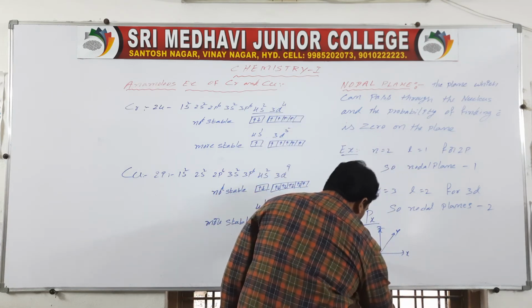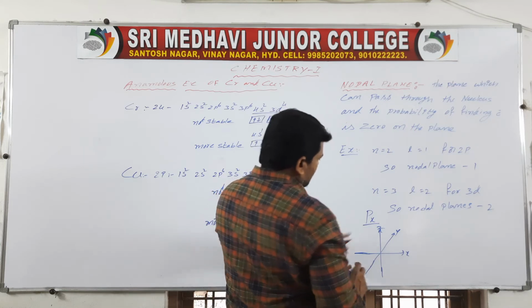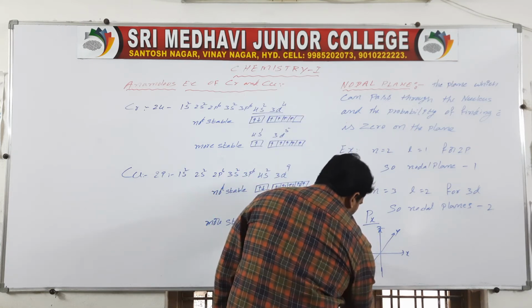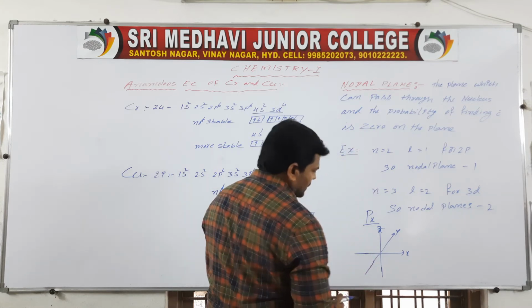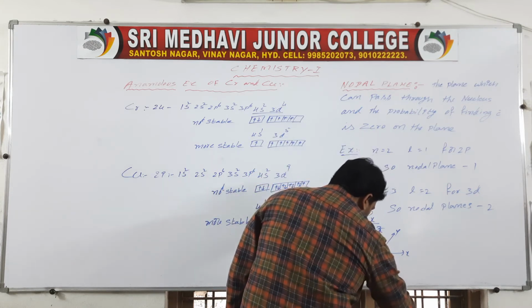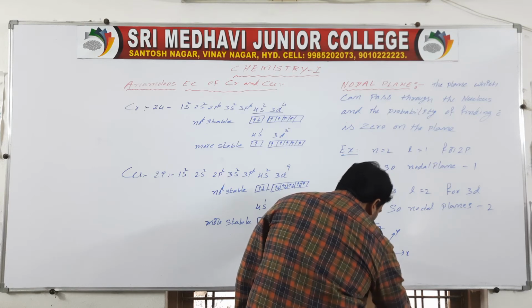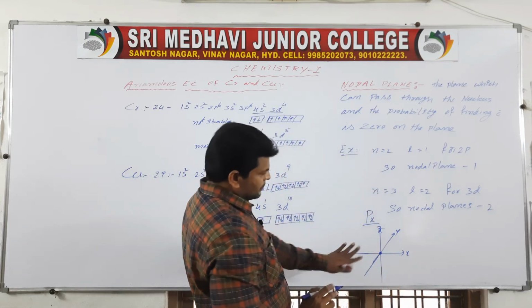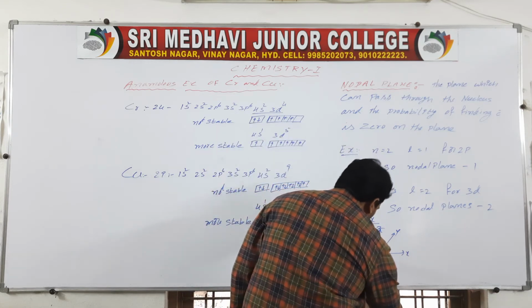So for px orbital, the p orbital shape is a dumbbell. Dumbbell means it has two lobes. This is the nucleus. It has two lobes on either side of the nucleus, like this.